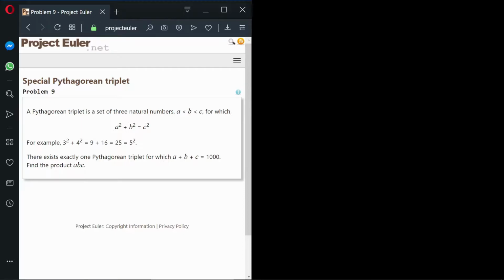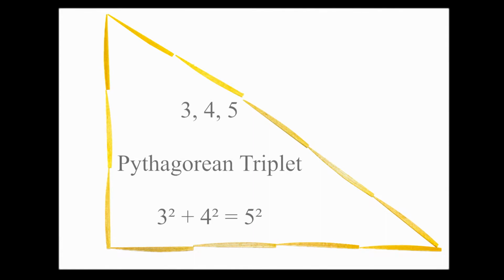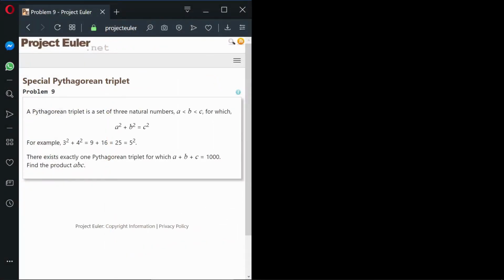A Pythagorean triplet is defined as described in the problem, but I like to think of it as right-angled triangles built from toothpicks. The three numbers represent the number of toothpicks you need for each side in that triangle. The smallest Pythagorean triplet is 3, 4, 5. So with 3 toothpicks on one side, 4 on the other, and 5 in the diagonal, you get the perfect right triangle. I will create one so that you can see such a construction.